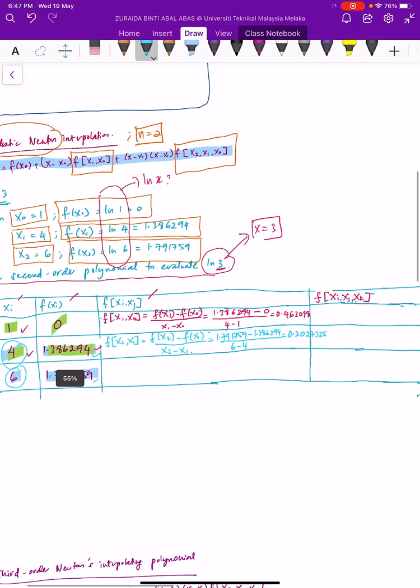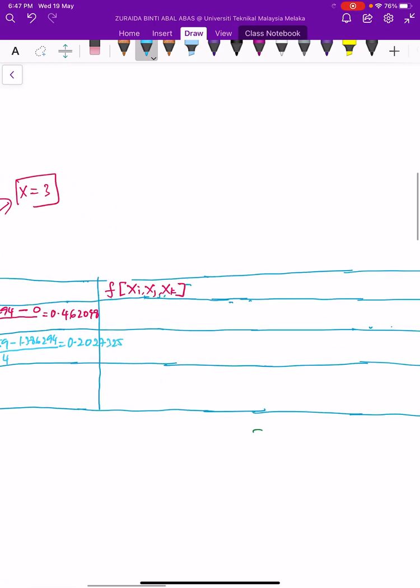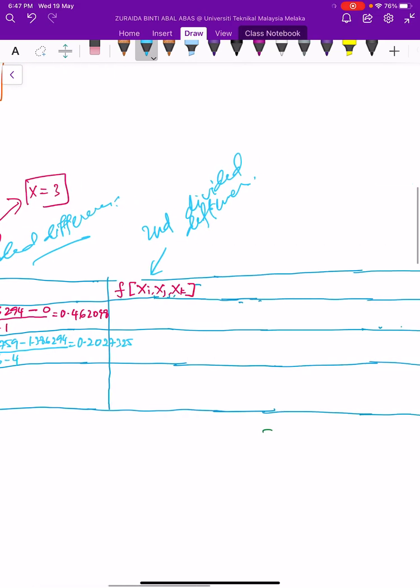Next, you need to find the second divided differences. This one here is the first divided differences. Please bear with my handwriting.